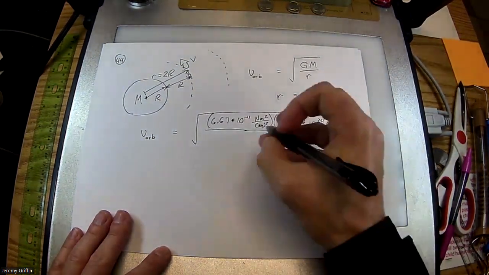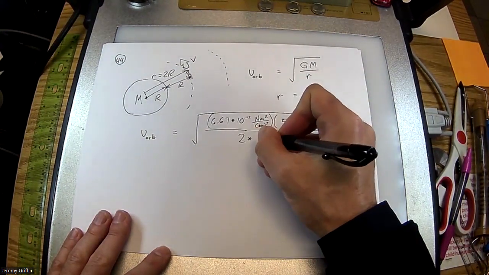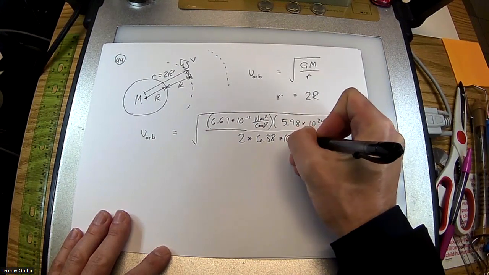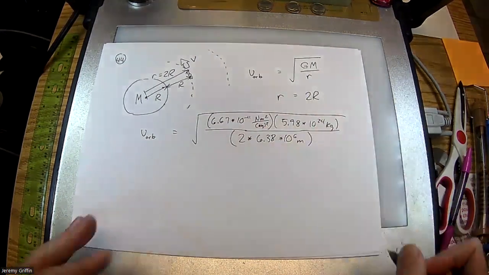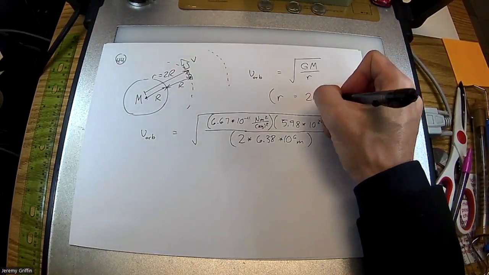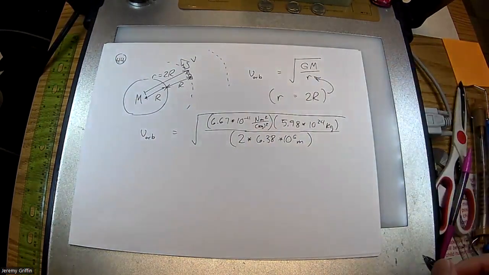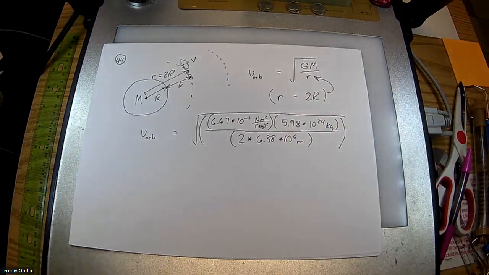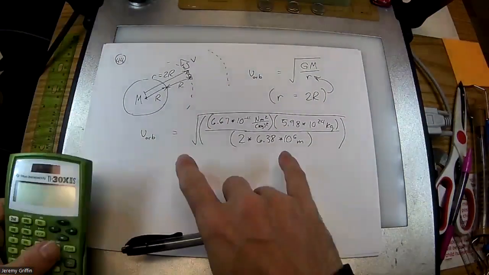It's very big. So I'm going to do 2 times 6.38 times 10 to the 6 meters. That's all right there. All right, so let's do calculator practice. You guys pull out your calculators. Let's put this all in the calculator and figure out what's the orbital speed.